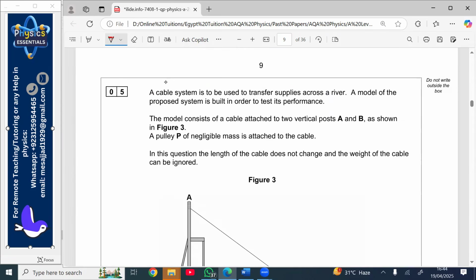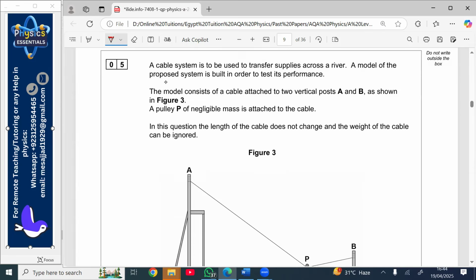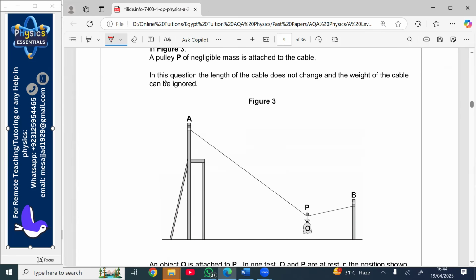Question number 5. A cable system is to be used to transfer supplies across a river. A model of the proposed system is built in order to test its performance. The model consists of a cable attached to two vertical posts A and B as shown in the figure. A pulley P of negligible mass is attached to the cable. In this question, the length of the cable does not change and the weight of the cable can be ignored.